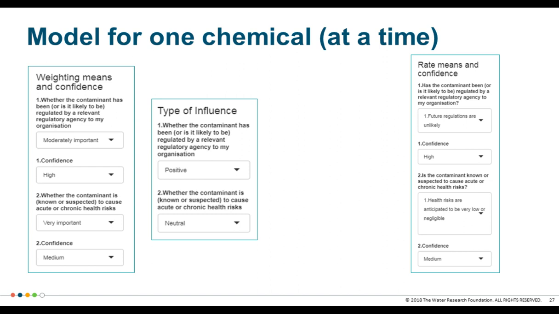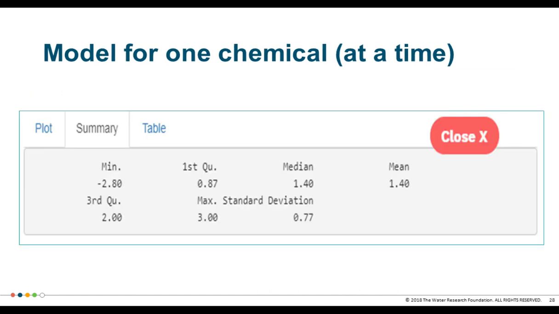So this is what you would see on the screen if you use the one chemical at a time model. It merely goes through and asks all of those same questions that I just showed you in the Netica format: the weightings and means for the particular criterion, the uncertainties in terms of confidence in what's selected, whether it's a positive, negative or neutral type of influence, and then looking at how each particular contaminant ranks against each of the different criteria, again associated with a particular level of confidence. And at the end of that process, it spits out some summary statistics, most usefully I think being the mean value, in this case 1.40, and the standard deviation that we looked at previously, 0.77. There's a couple of other statistical values produced as well.